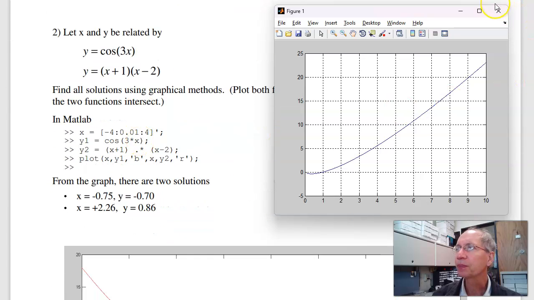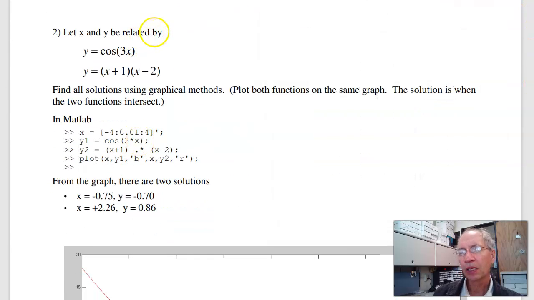Problem 2. Solve 2 equations, 2 unknowns. Y is cosine 3x, and also y is x plus 1 times x minus 2.